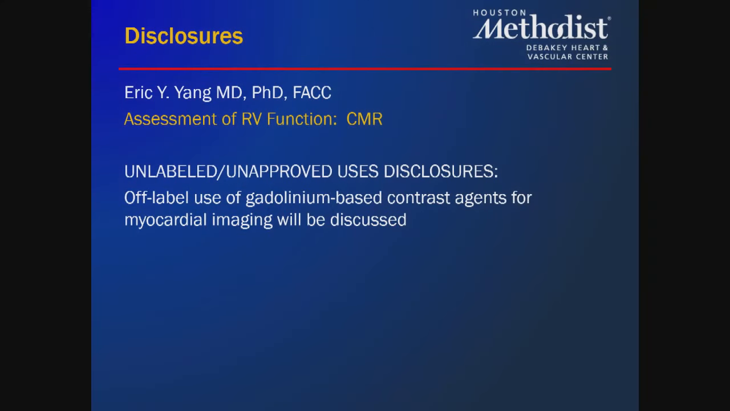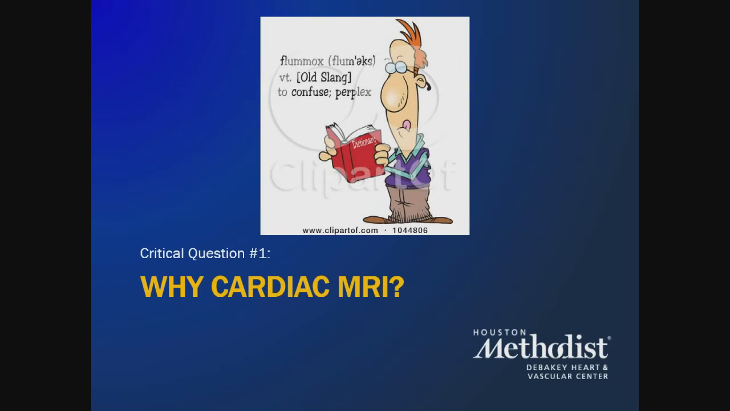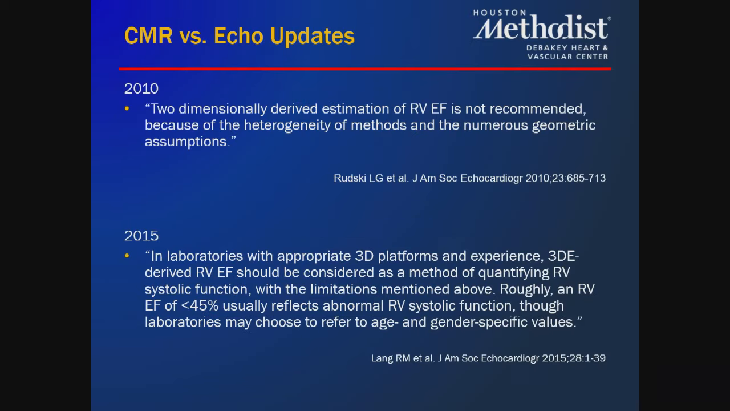But in centers that are capable of it, CMR is actually considered a good supplement to what can be assessed by echo. Just a bit of disclosures: for at least one case, I will be talking about the off-label use of gadolinium for delayed enhancement. The critical question I'd like to start with is, why even bother with cardiac MRI? Even with echo, we can see quite a bit.